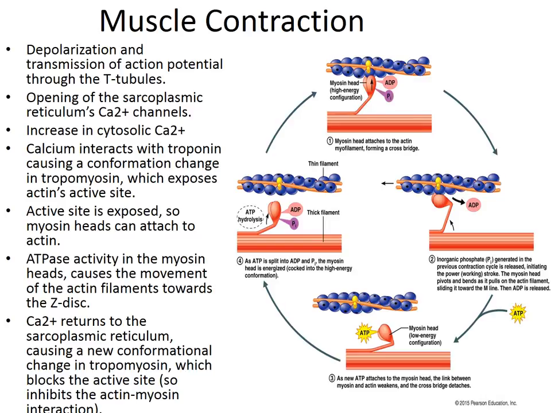When the action potential dissipates, the calcium is reabsorbed back into the terminal cisternae. When this occurs, tropomyosin moves back over the active sites on the G-actin so that the cross-bridge formation can no longer occur and the muscle relaxes.